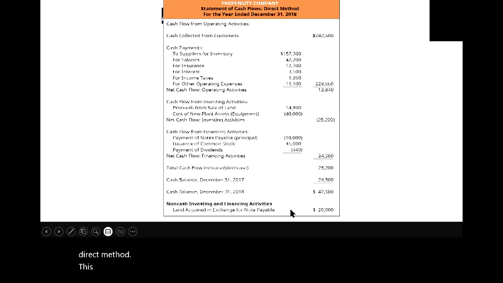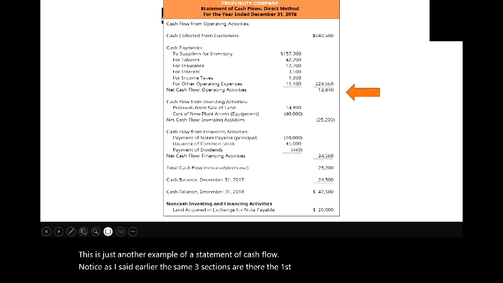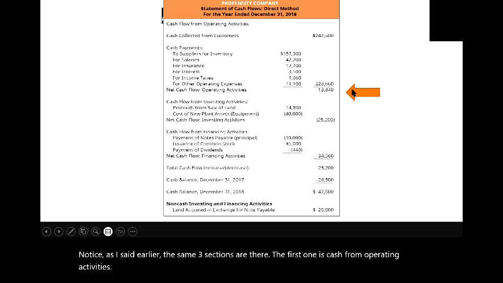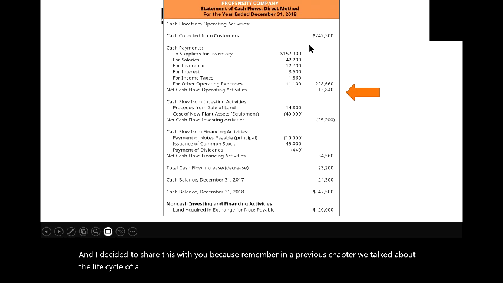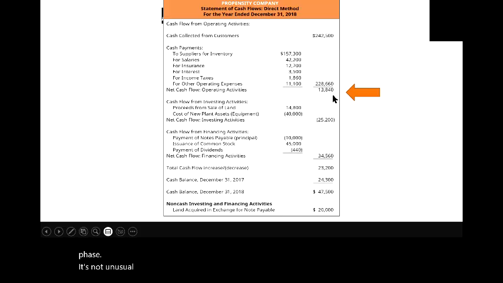This is just another example of a statement of cash flow. Notice, as I said earlier, the same 3 sections are there. The first one is cash from operating activities. And I decided to share this with you because remember in a previous chapter, we talked about the life cycle of a business. Well, during the early stage, the startup stage, and even in the growth phase, it's not unusual for cash from operations to be a negative number, okay?